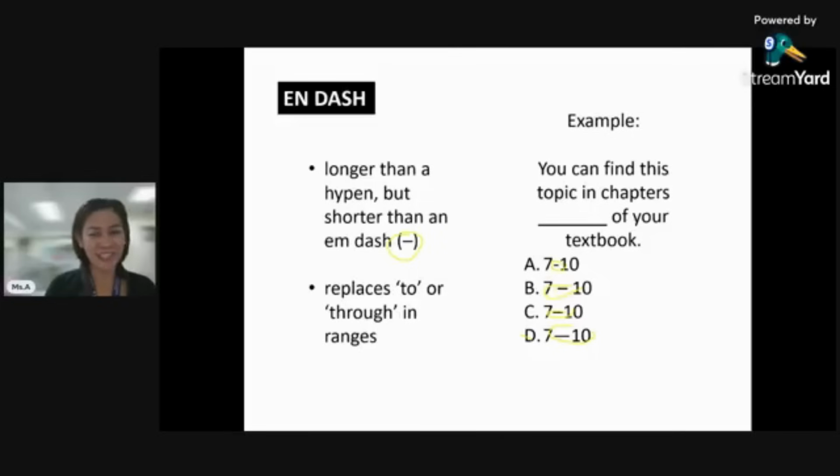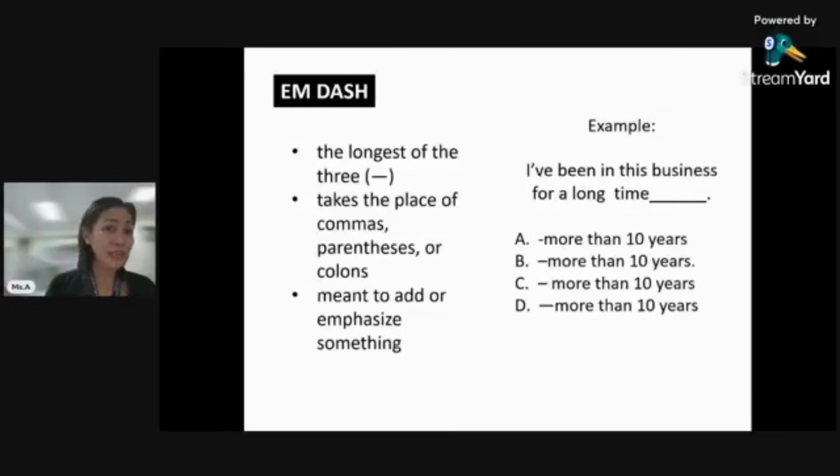Maliwanag po ba yun? Ayan. And then, the longest of the three, so this one naman takes the place of commas, parentheses, or colons. Okay? And then also, ito, lalo na po ito, meant to add or emphasize something. So I've been in the business for a long time. Tao ba or isda? Lapu-lapu.